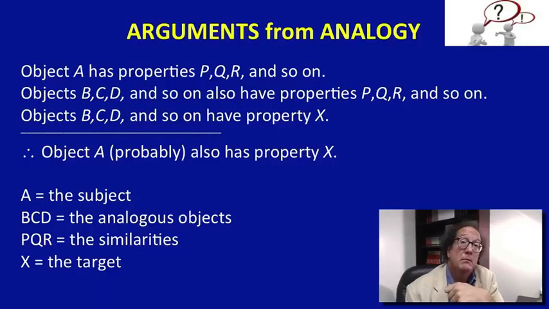Probably. Of course, since this argument only tries to show that the conclusion is probably true, it's an inductive argument. It's not valid. It's possible for the premises to be true and the conclusion false. Namely, this painting might resemble all those other paintings in those respects, and yet it's not by Cézanne.